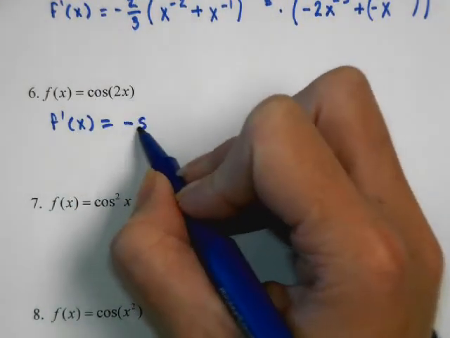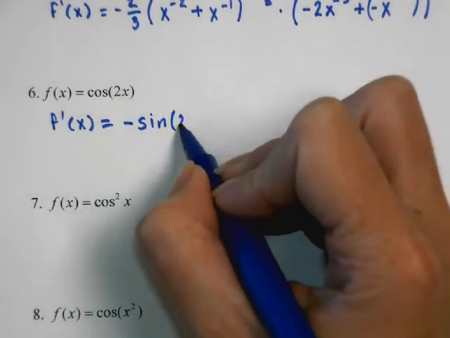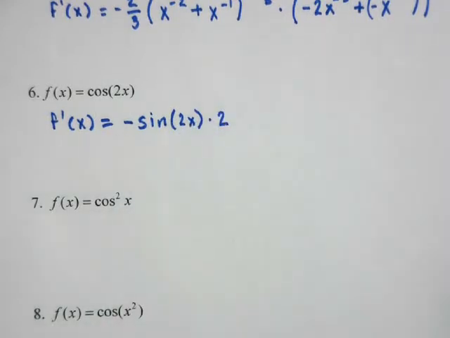Derivative of cosine is negative sine 2x, and then we'll multiply that by the derivative of the inside, which is 2.